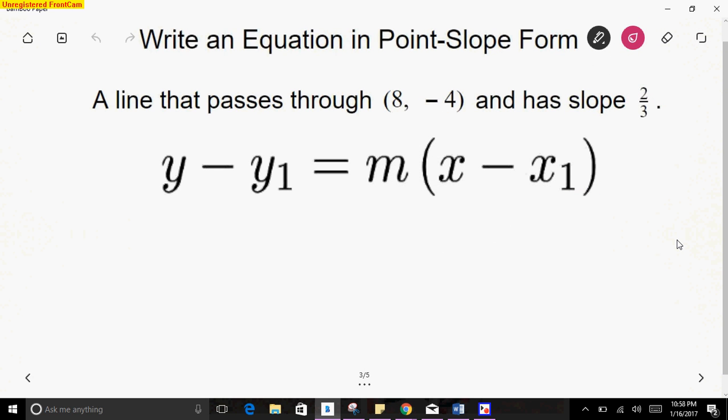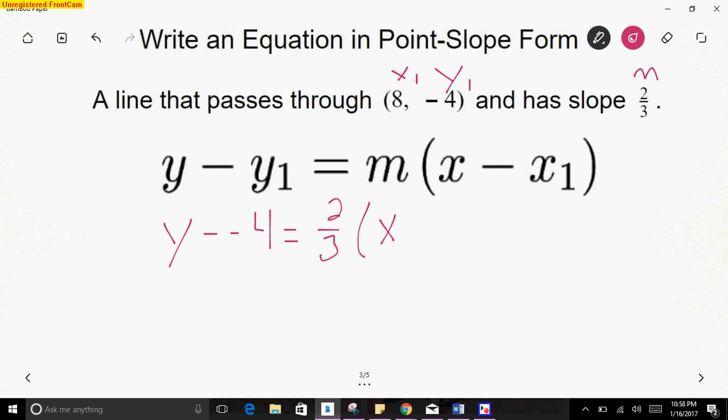Now our x1 is 8 and our y1 is -4. Our slope, or our m value, is 2/3. So once again, all we have to do is plug our information in. So we would have y minus -4 equals 2/3 times x minus 8. If we wanted to simplify this, instead of writing a minus -4, we really want to write y plus 4 equals 2/3 times x minus 8.